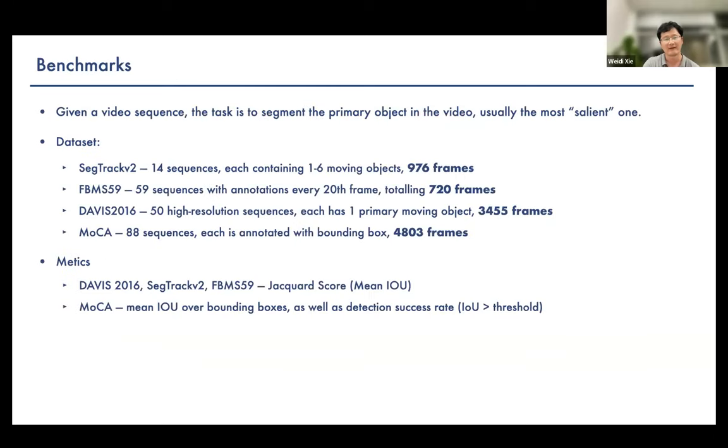Okay. For these methods I just talked about, there are benchmarks people use to measure progress. The benchmarks are SegTrack, FBMS, DAVIS 2016, and MoCA. And nowadays, people also use DAVIS 2017, because these four datasets I put here are mostly just single objects. Now people use multiple objects, which is DAVIS 2017, and also YouTube-VOS, but I haven't put it here. Yeah, sorry. And metric-wise, people use mean IoU, and also some detection rate, because for MoCA, it's very hard to annotate accurate masks. I'll show you why. Okay.